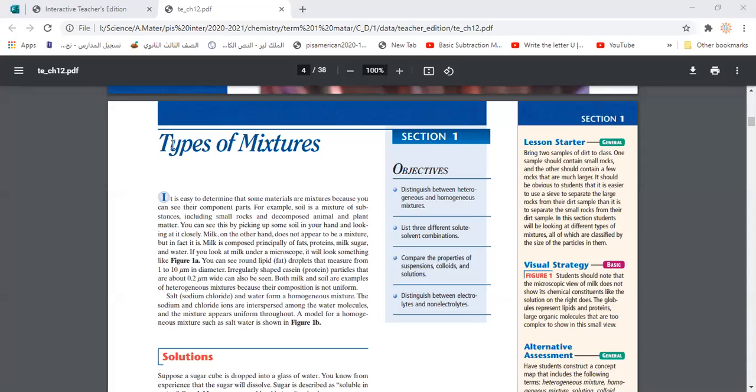Good morning, grade 11. Today, inshallah, we're going to start section 1 of chapter 12. We're going to talk about types of mixture.